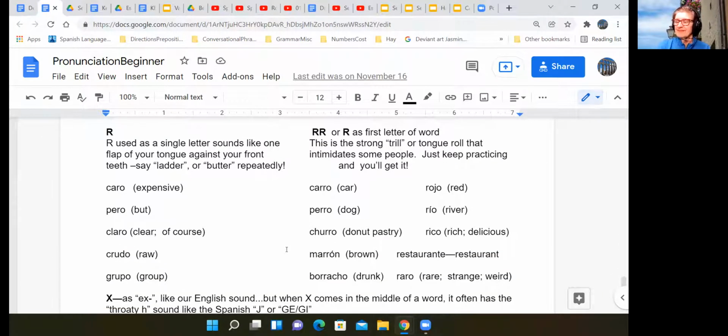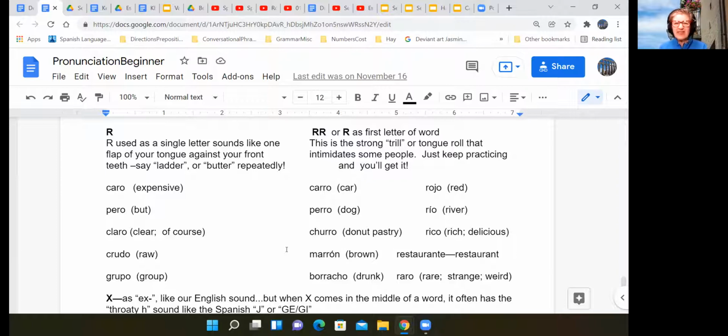Okay. Let's look a little bit at our R, maybe practice that a little bit. There are two R's actually in Spanish. The plain R, one single R, and here's one of the few consonants that's got a double. The double R is considered a separate letter.